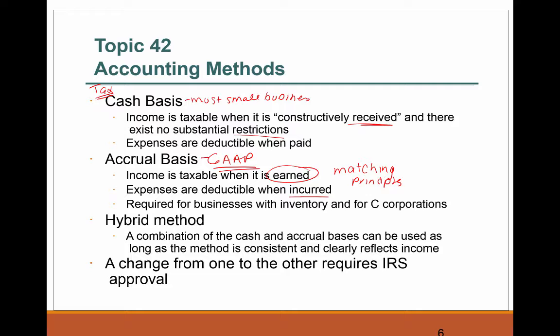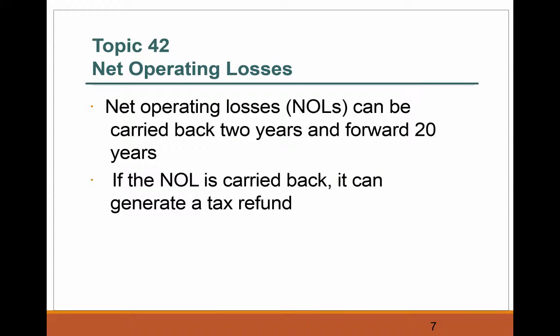We have a hybrid method which combines both cash and accrual. And you can use this as long as the method is consistent and it reflects your income stream. When you change from one to the other, going from cash to accrual or vice versa, you need IRS approval. I would say the most common in practice is cash basis for smaller businesses, accrual basis for the larger organizations. So you'll probably be exposed to both in your work as a financial planner.